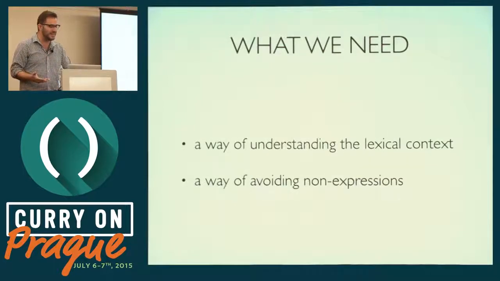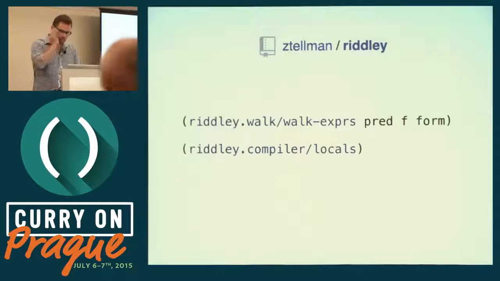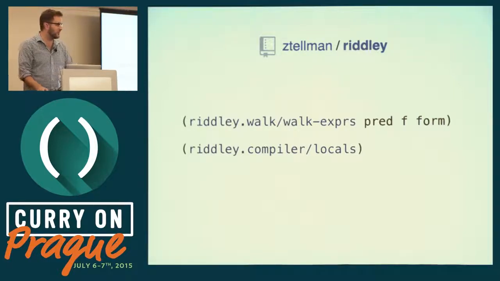And so what we need is a way of understanding our lexical context, right? We don't really want to have to compute it, but if we have to, then we will. And we need a way of avoiding these sorts of non-expressions if we're just trying to understand what is being computed, right? And so I actually ended up writing a library to do this because there wasn't a particularly good way to accomplish this. And one of them is a thing that simply walks over all the expressions, right?